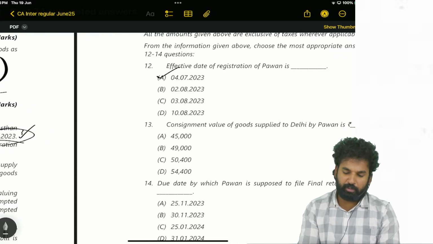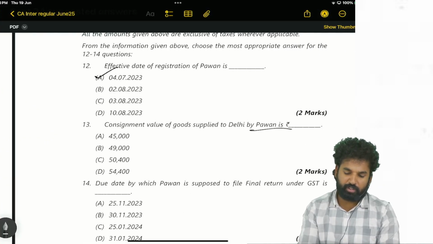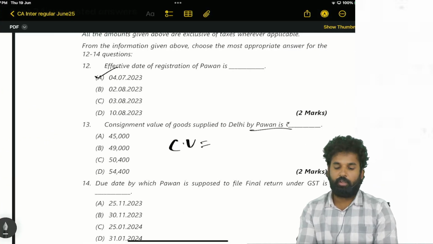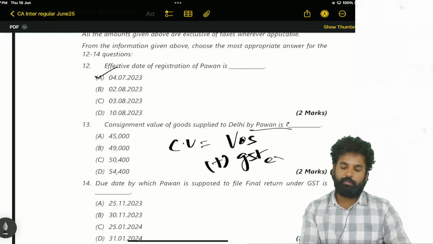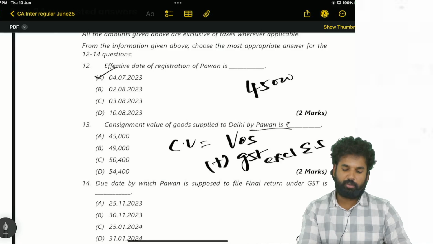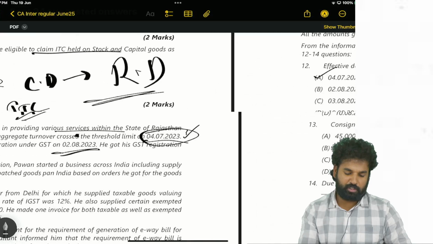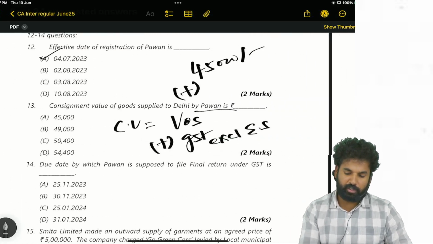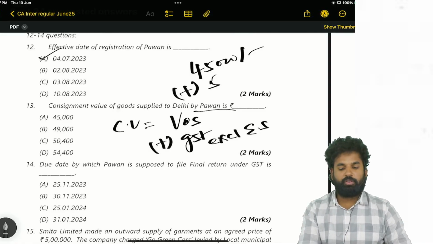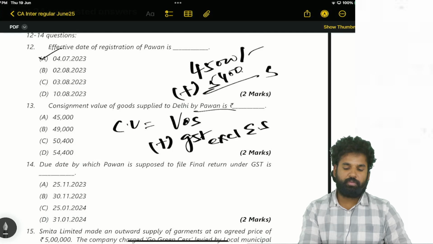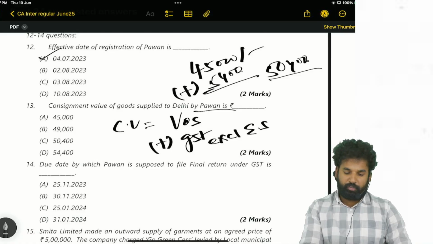Okay, next, consignment value of the goods supplied to Delhi by Pawan is. What is consignment value definition? Consignment value means value of supply plus GST excluding exempt supply. Now 45,000 rupees plus GST. What is GST? 12%. How much? 5,400. That means 50,400 is the consignment value. E-way bill is required or not?